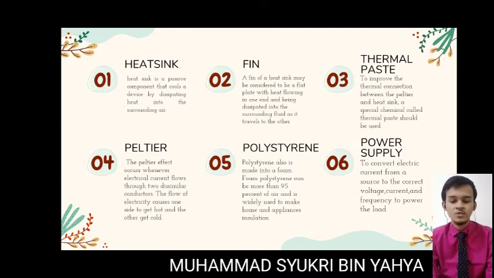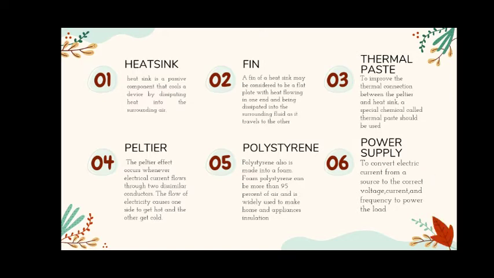Fifth, polystyrene. Polystyrene is also made into a foam. Foam polystyrene can be more than 95% air and is widely used to make home and appliance insulation. Last, power supply. A power supply converts electric current from a source to the correct voltage, current and frequency to power the load.